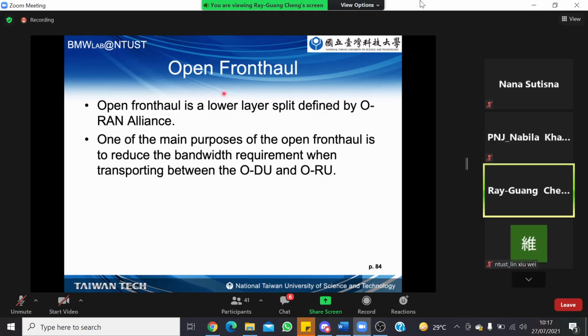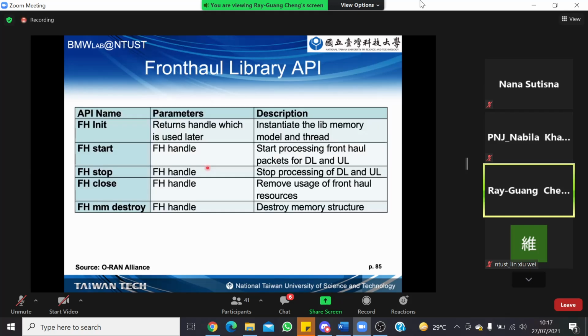Then we show you what open Fronthaul is. Open Fronthaul is a lower layer split defined by the ORAN Alliance. One of its main purposes is to reduce the bandwidth requirement. That's why they choose the split at RE before the IQ. The Fronthaul library is defined by the ORAN Alliance, and this table comes from the ORAN Alliance.